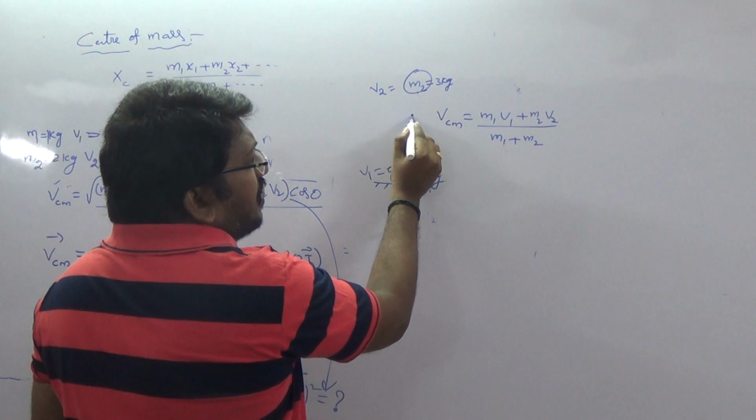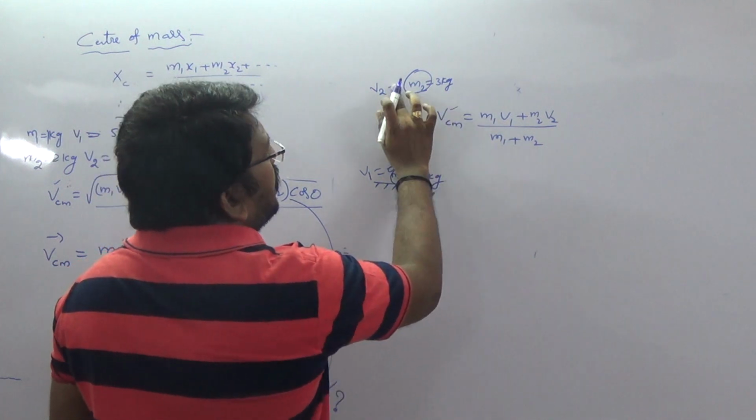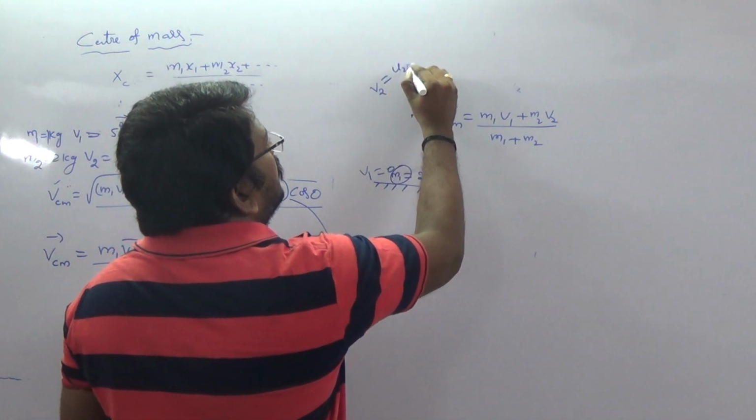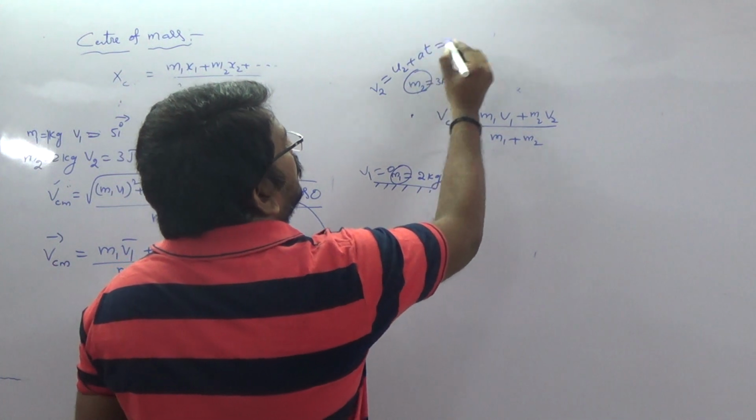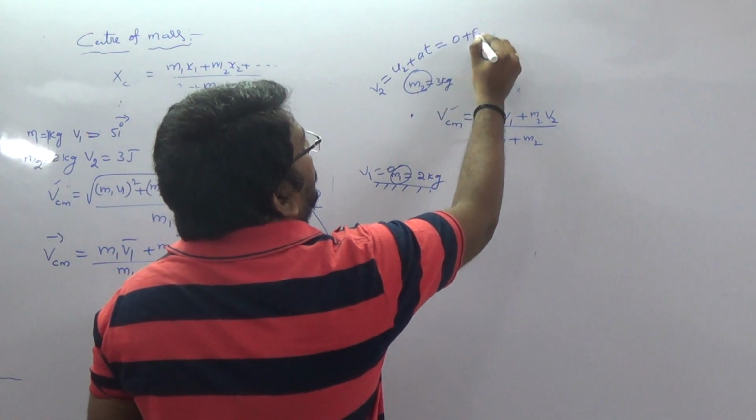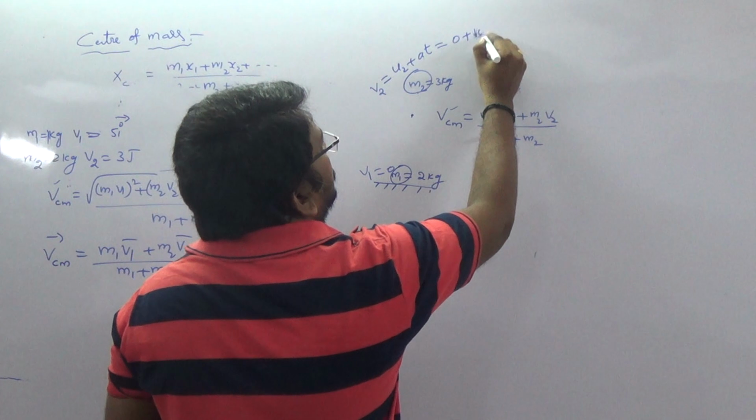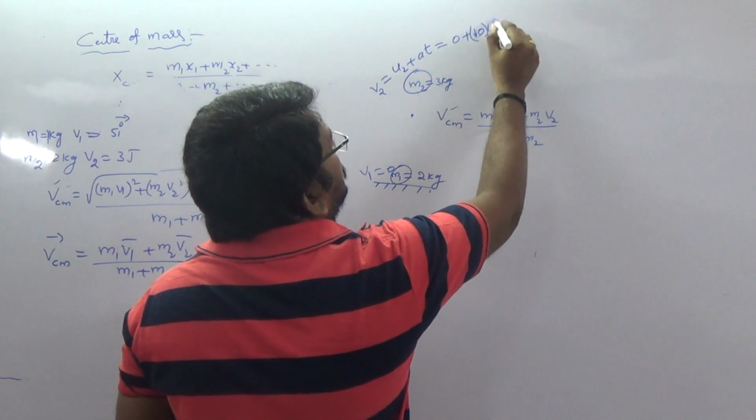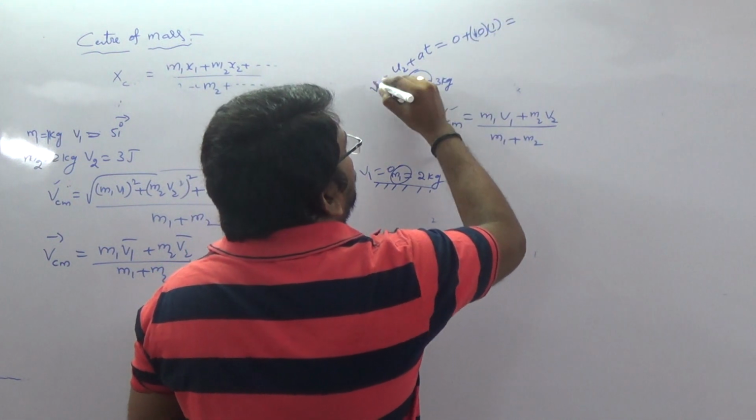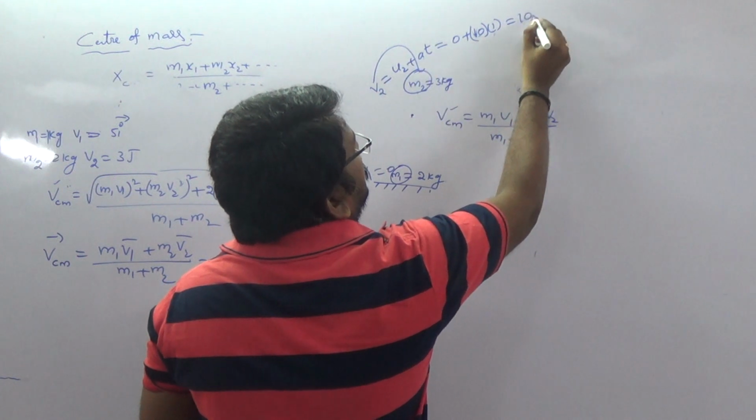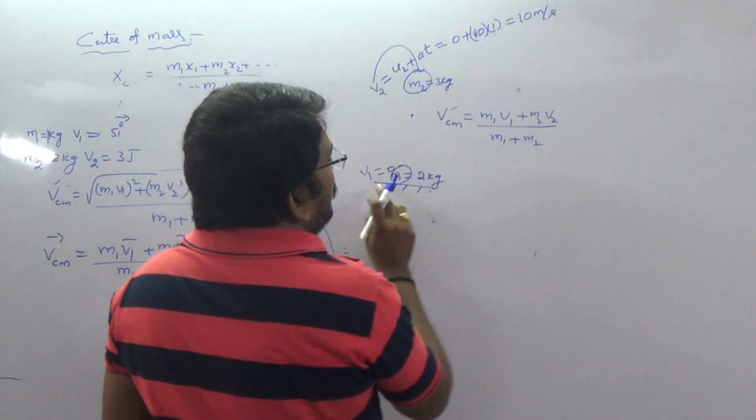After 1 second, what is the velocity of center of mass? So v2 is equal to u2 plus a t. That is u2, which is 0, plus a, 9.8. For our calculation, take it as 10. Time is 1 second. So after 1 second, the velocity of the second body is equal to 10 meter per second. The first body is at rest.